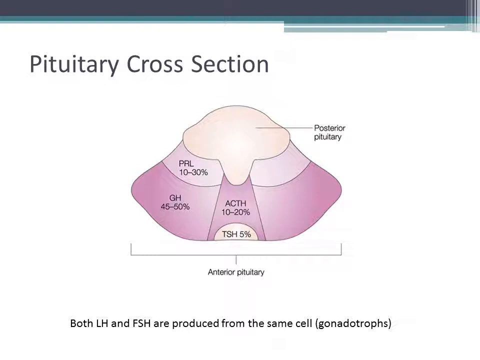Behind that, or posterior to that, is a concentration of ACTH-secreting cells, which comprise 10 to 20% of pituitary cells. On the lateral wings, we have anteriorly growth hormone cells and posteriorly prolactin cells, which account for about 50% and 30% respectively. And you can notice the absence of LH and FSH producing cells because they're scattered everywhere in the pituitary in general. Those are the gonadotrophs.